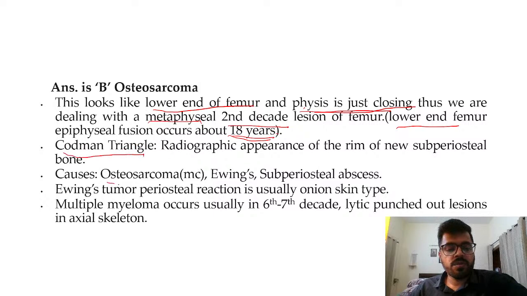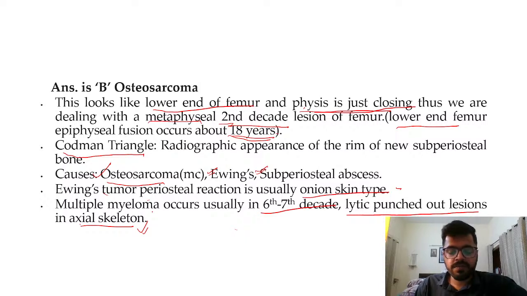So the most common is osteosarcoma. Ewing's can also have Codman's triangles. Subperiosteal abscess can also have it, but since it is a second decade X-ray, the best answer would be osteosarcoma. Ewing's tumor periosteal reaction usually is onion skin type, just as in osteomyelitis. Multiple myeloma occurs usually in the 6th to 7th decade. There are lytic punched out lesions in the axial skeleton in multiple myeloma. So that cannot be the answer, and it occurs in the 6th to 7th decade.